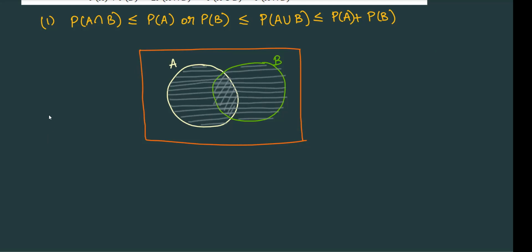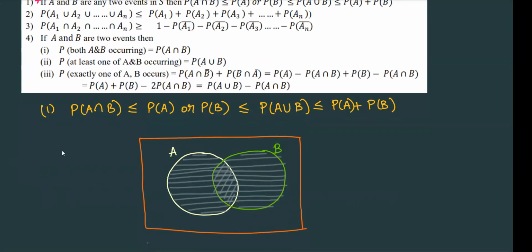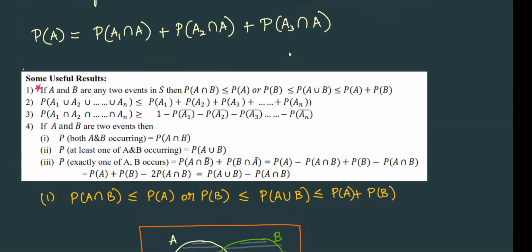So let's proceed. The second result here is just the extension of this result. P of A union B is less than P of A plus P of B. So P of A1 union A2 union so on union AN will be less than P of A1 plus P of A2 plus P of A3 so on plus P of AN.